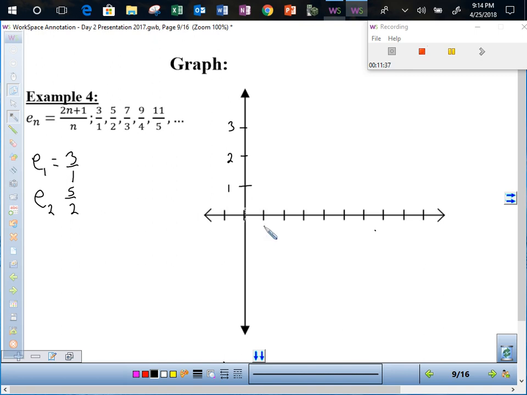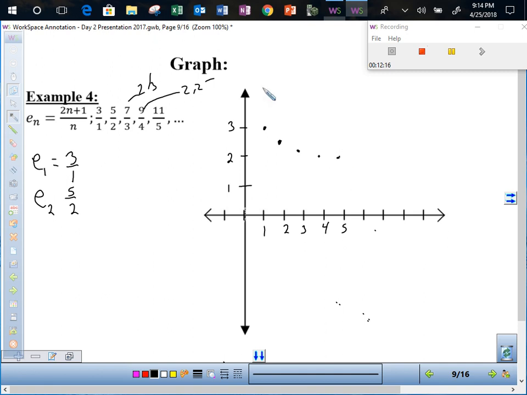The value of the first term was 3. The value of my second term was 2.5. The value of my third term was 7/3, which is 2 1/3, so 2.33333. The value of my fourth term is 9/4, which is 2.25. The value of my fifth term was 11/5, which was 2.2.